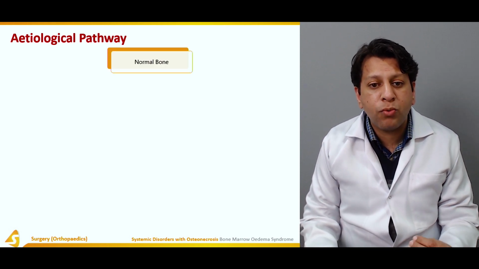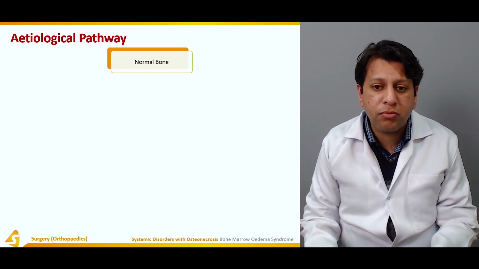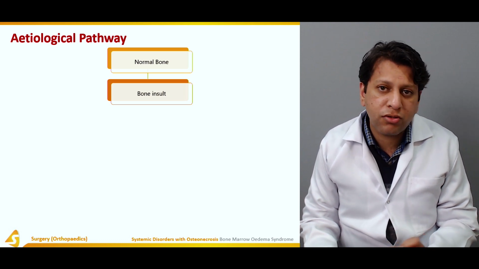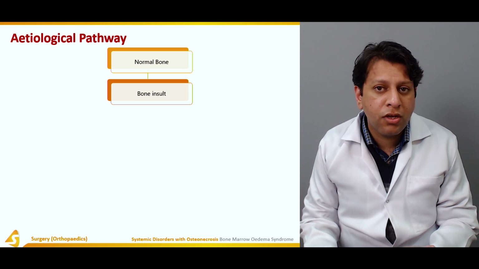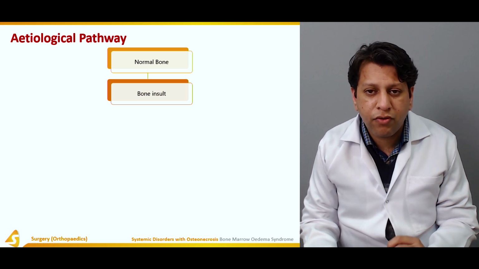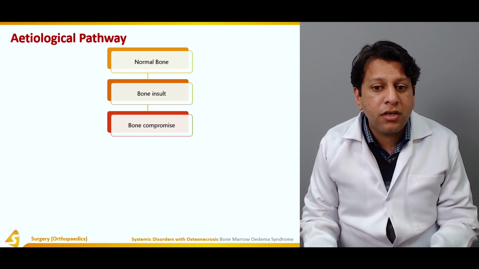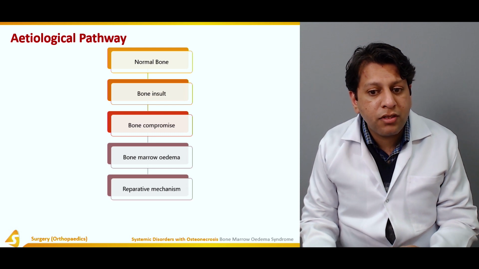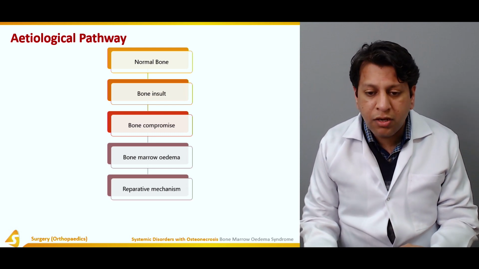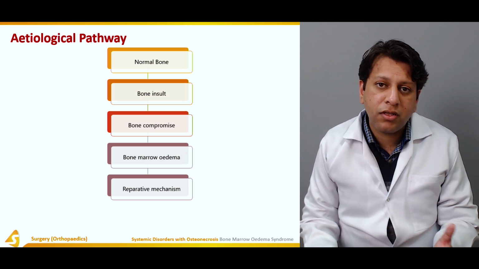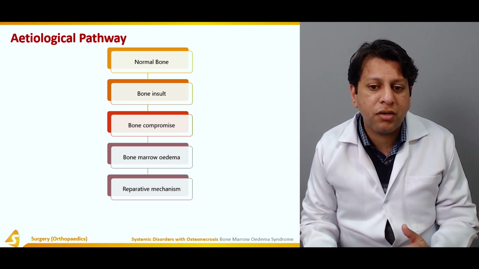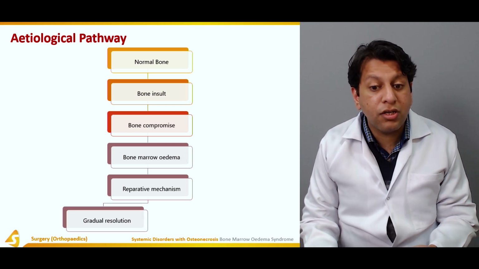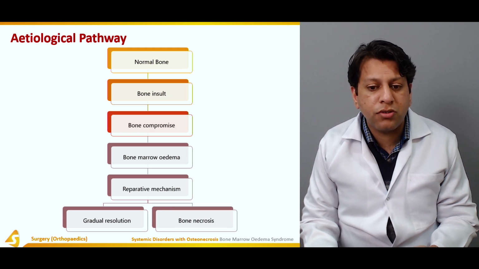Coming to how this etiological pathway affects the bone: this is a normal bone. The insult has now occurred. Why? This could be any cause. This could be due to either edema or reflex sympathetic dystrophy in which the arterioles are shrunk. This leads to bone compromise, eventually leading to bone marrow edema. And further, the reparative mechanisms are initiated. But sometimes the repair is 100% and the bone becomes normal, and sometimes the reparative mechanism is just not enough, eventually leading to bone necrosis or gradual resolution and bone necrosis.